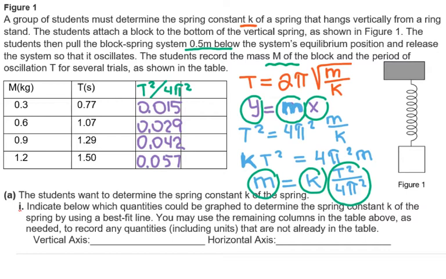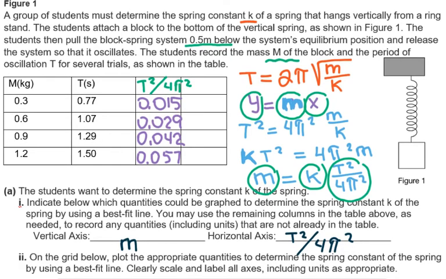For the horizontal axis, my x is going to be T squared over 4 pi squared, and my m is going to be my y. I'm going to use the table that I just made for T squared over 4 pi squared as my horizontal axis and m as my vertical axis, and try to graph it. After I graph it, I'm going to find what my k is equal to.